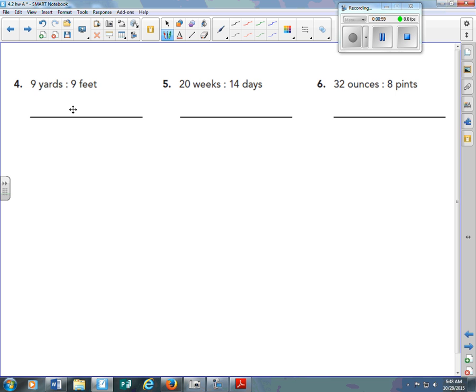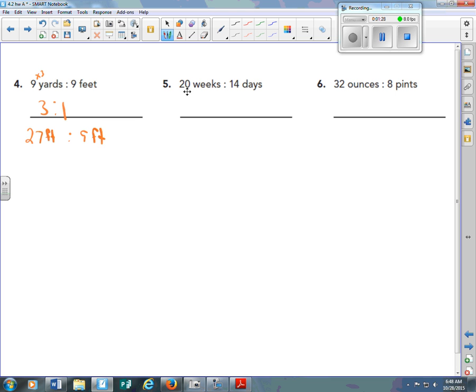Now this is where it starts to get a little more difficult. We have to actually convert these over. 9 yards, you want to times by 3, and you get 27 feet to 9 feet. And that would actually reduce down. If you divided both by 9, you would get 3 to 1.